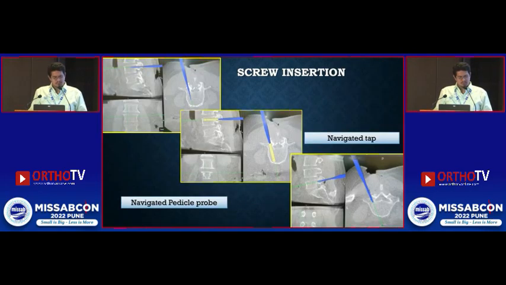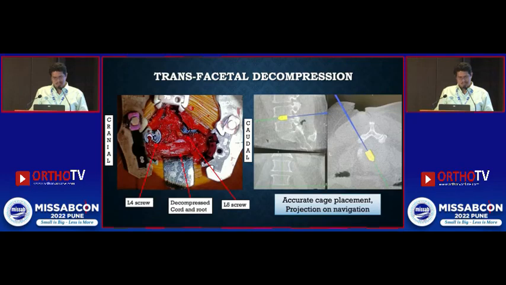This is followed by screw insertion. On the left hand side, we see the pedicle awl passing through the pedicle on the right hand side of L4, followed by screw length projection, navigated tapping, and screw insertion. On the left hand side, we can see the L4 pedicle screw and L5 pedicle screw. On the downside, we have the decompressed cord with the root. Over-the-top decompression was done as well.